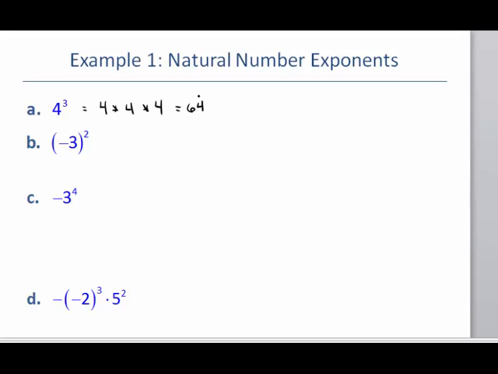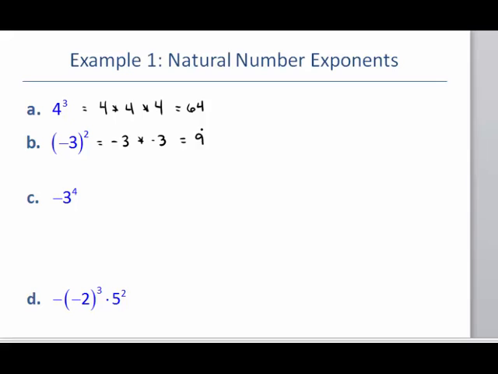Our next example asks us to take the quantity -3 and square it. Notice the placement of the parentheses. So this is asking us to take -3 and multiply it by itself twice. So -3 times -3. We know that a negative times a negative is a positive, and 3 times 3 is 9. So the answer will be positive 9.